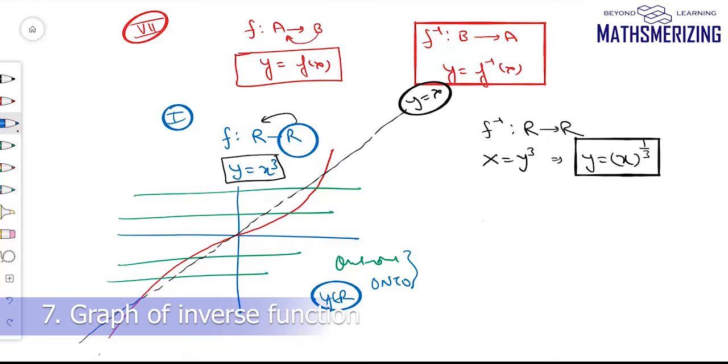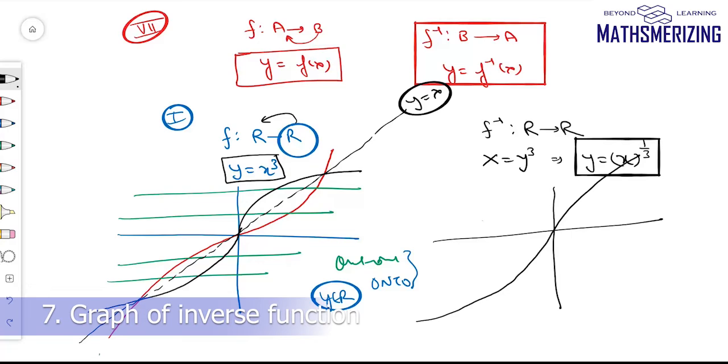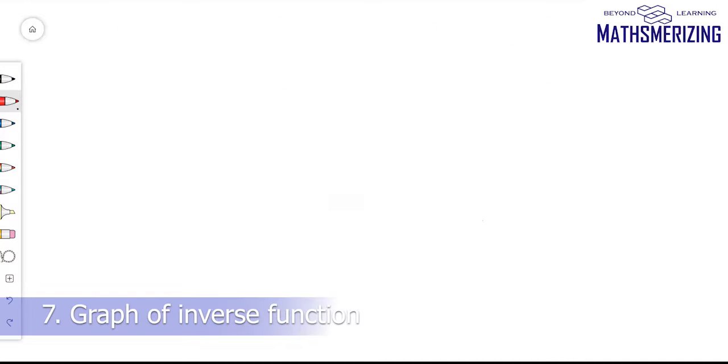So if I take the reflection of this graph, I can draw this graph as, so this is the graph of y equals x to the power 1 by 3. I'll take up another example. Now suppose I have this function.